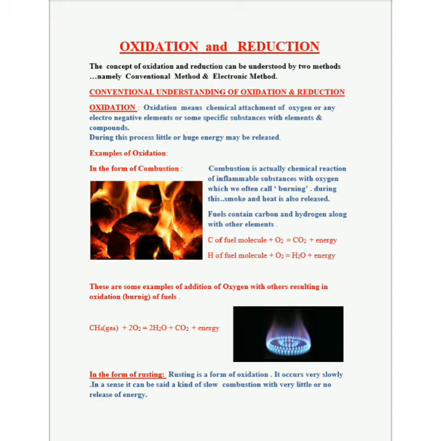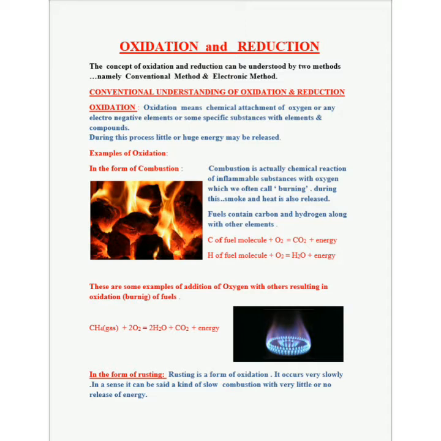So this chapter, oxidation and reduction, comes under the chemistry portion of the physical science book. There are two ways of understanding oxidation and reduction. One is the conventional method of understanding, and the other one is the electronic method of understanding these two physical and chemical processes. We will first discuss the conventional method of understanding oxidation and reduction.